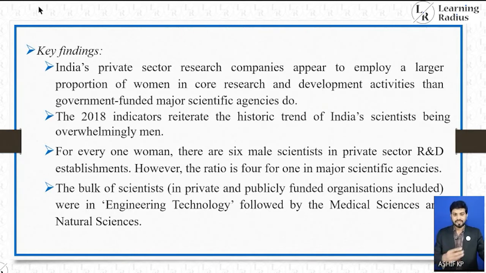The 2018 indicators reiterate the historic trend of India's scientists being overwhelmingly men. For every one woman, there are 6 male scientists in private sector R&D establishments. The ratio is 4 to 1 in major scientific agencies. The bulk of scientists in private and publicly funded organizations were in engineering technology, followed by the medical sciences and natural sciences.